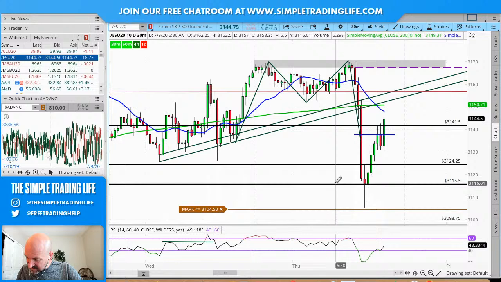All right. Same here. My entry could have been slightly better on the first shorts, but I entered around 31.46. Then again, when it bounced, I felt extremely confident about getting to 31.33.